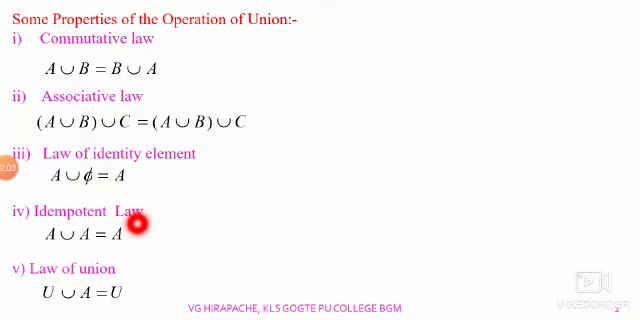Idempotent law. A union A is always equal to A. Such law is called idempotent law. Next, law of union. U stands for universal set. Universal set union A is always equal to the universal set. Such law is called the law of union. These are the important properties of union.